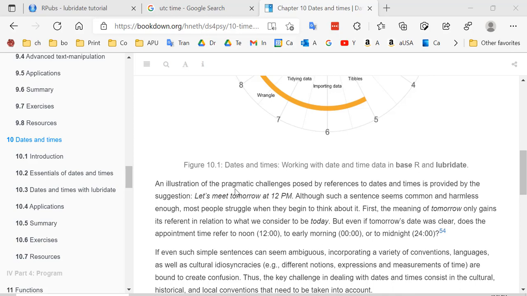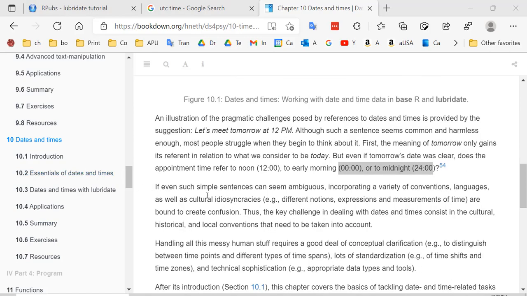Okay, he goes on to say, an illustration of the pragmatic challenges posed by references to dates and times is provided by the suggestion, let's meet tomorrow at 12 p.m. Although such a sentence seems common and harmless enough, most people struggle when they begin to think about it. Really? Maybe, I guess so. First, the meaning of tomorrow only gains its referent in relation to what we consider to be today. But even if tomorrow's date was clear, does the appointment time refer to 12 o'clock, to early morning, or to midnight? I think it's clear, right? It refers to this one, noon, but anyway, okay. And these two seem to be the same, but I guess he's saying that they could be different. Not really different, but okay.